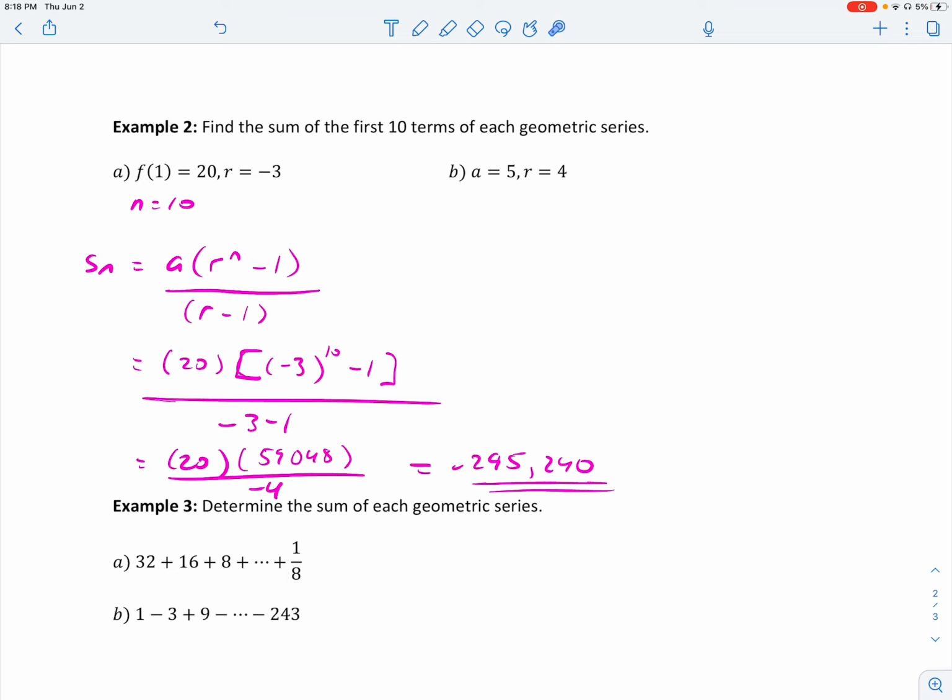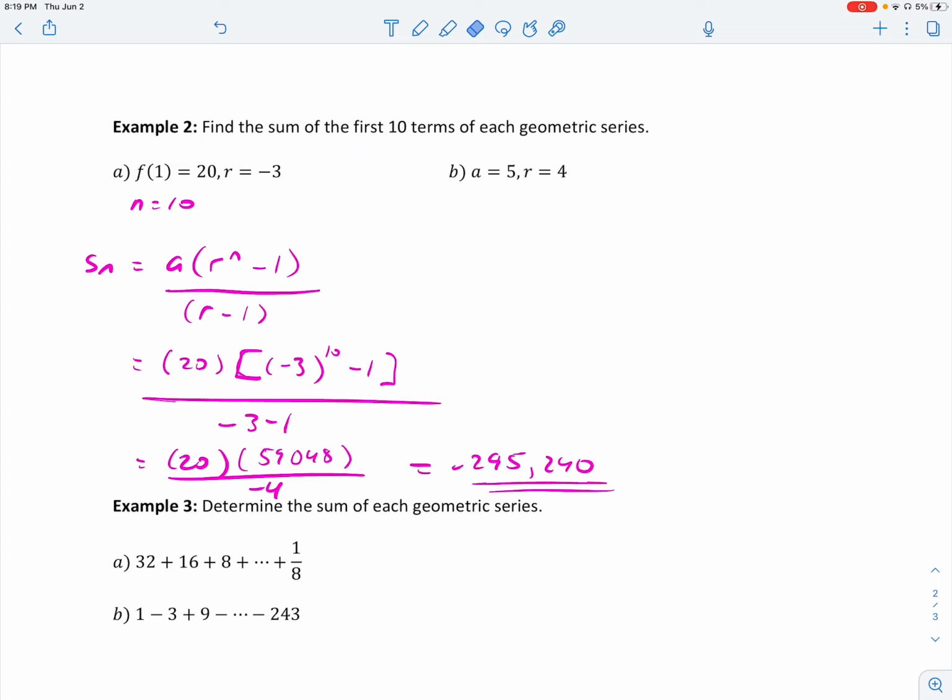You might be wondering, how is this negative? The first term is 20. Well, the common ratio is negative 3, so we're multiplying by negative 3 each time. So we would have 20, then negative 60. Multiply that by negative 3 and we get 180. And then that times negative 3 is negative 540. You get the idea. It continues, so it grows really quickly. I know it does go from positive to negative, but the last term must be a big negative. That's how we get that large number for the series.